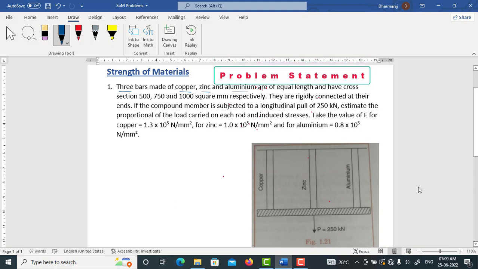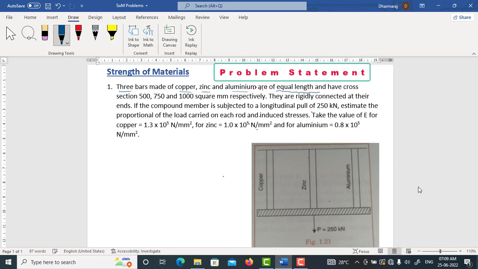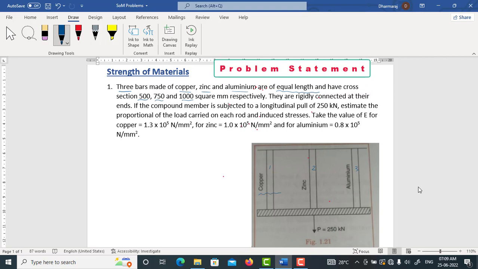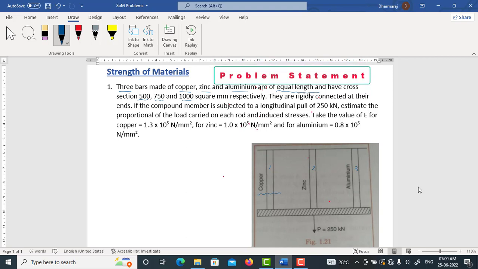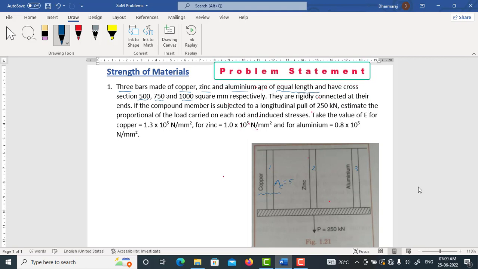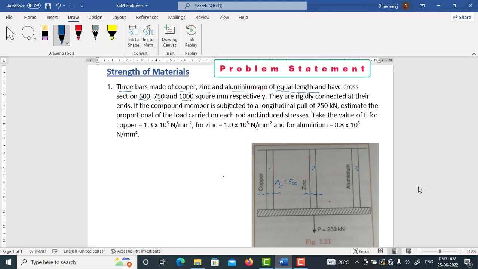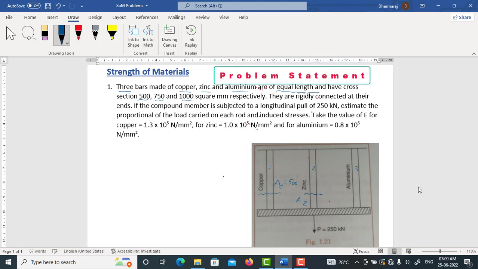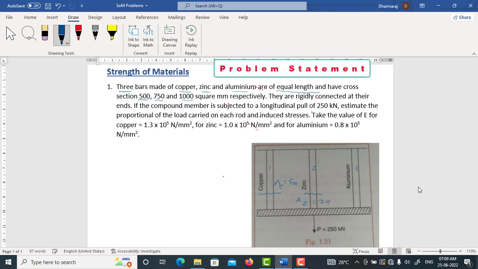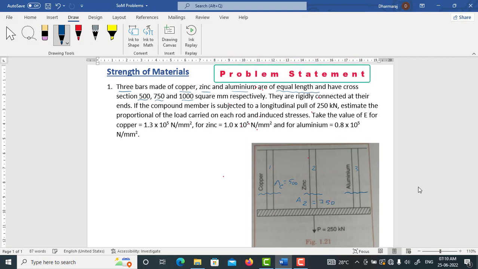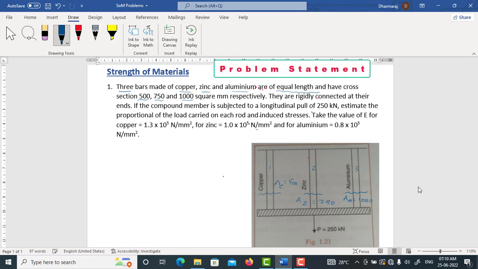Three bars made of copper, zinc and aluminum are of equal length, and have cross-sectional areas of 500, 750 and 1000 mm square. That means if you cut the copper bar, the area will be 500 mm square, that is AC equals 500 mm square. If you cut the zinc bar, it will be 750 mm square. And similarly, if you cut the aluminum bar, the cross-sectional area will be 1000 mm square, that is AA equals 1000 mm square.